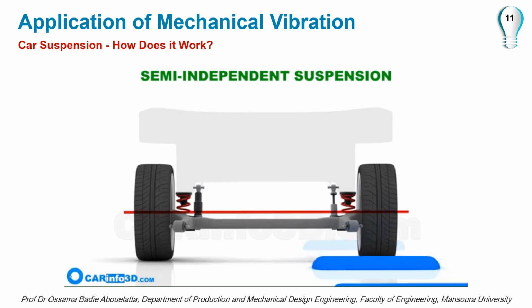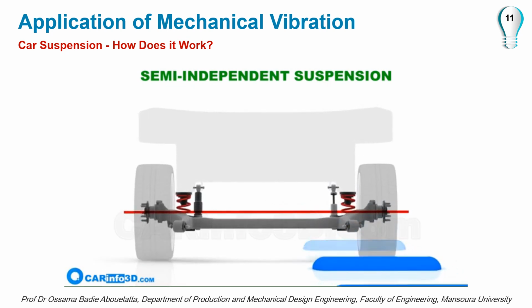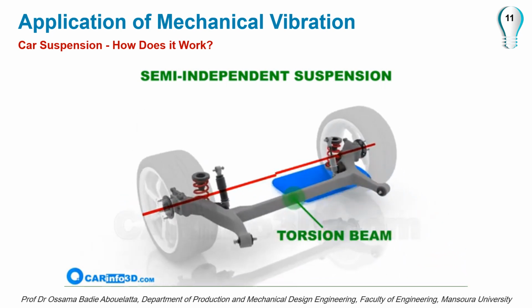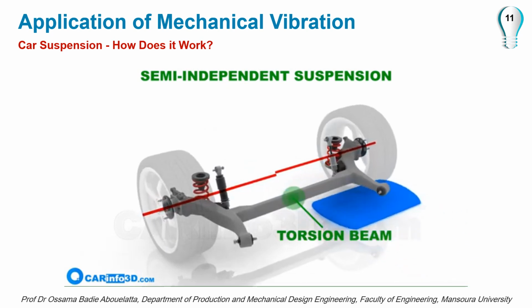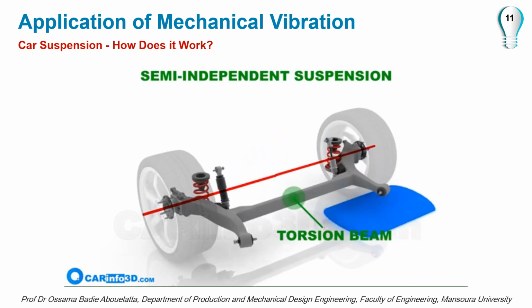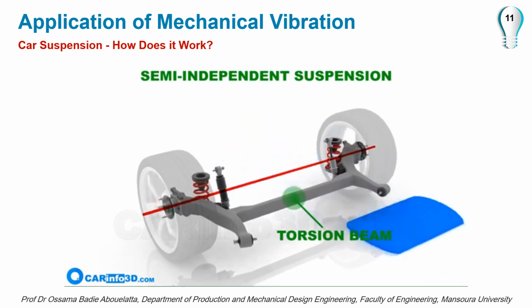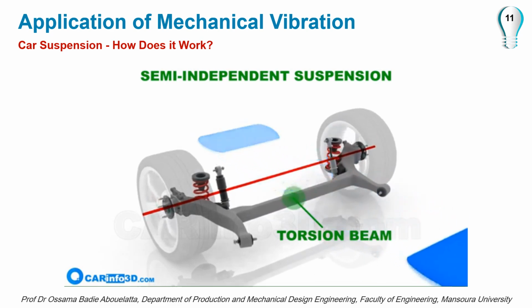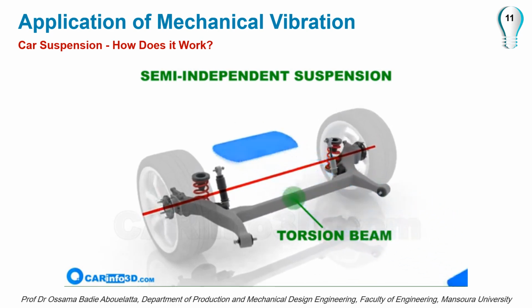Semi-independent suspension. A semi-independent suspension system is an intermediate link between the dependent and the independent systems. A torsion beam is used in place of the rigid beam in this arrangement, and because of its capacity to twist, it lessens the dependence of the wheels on a single axle. It is installed on the rear axle of many lower-tier and mid-tier cars.